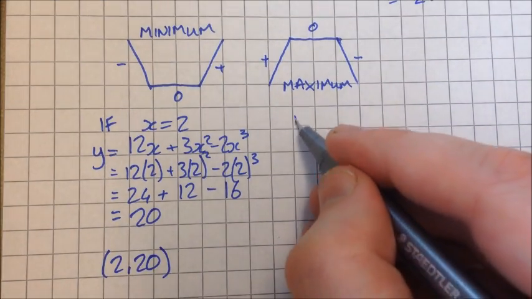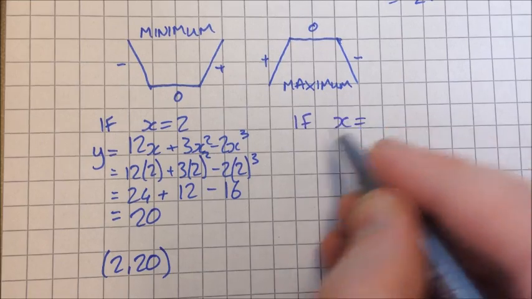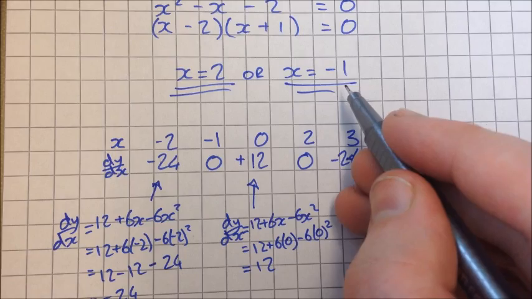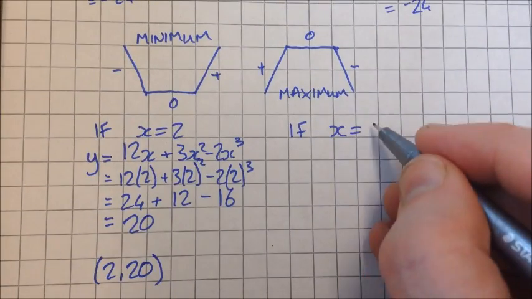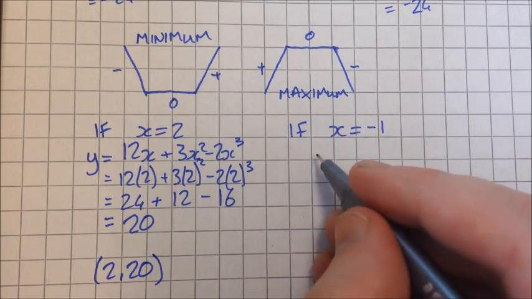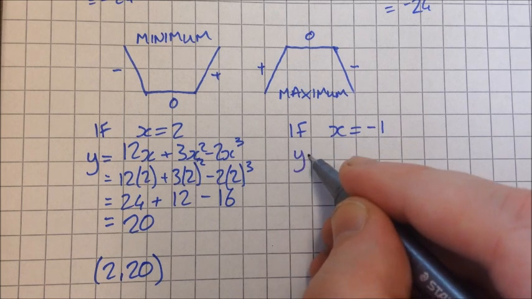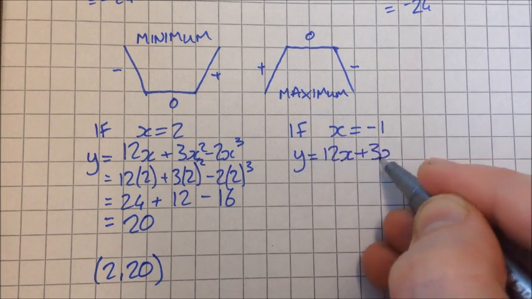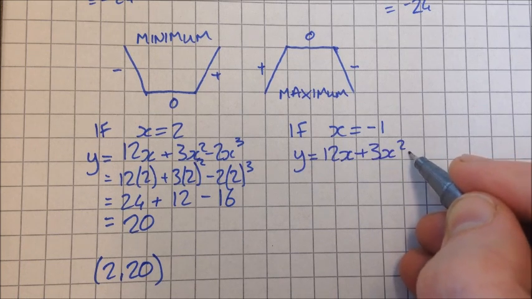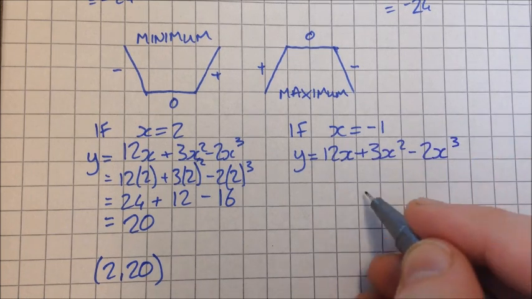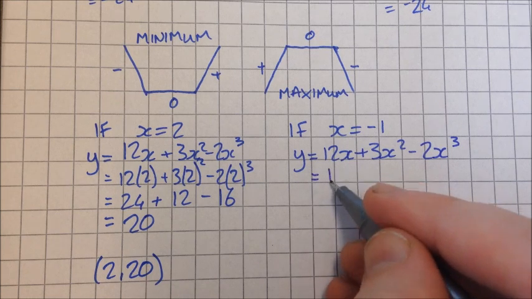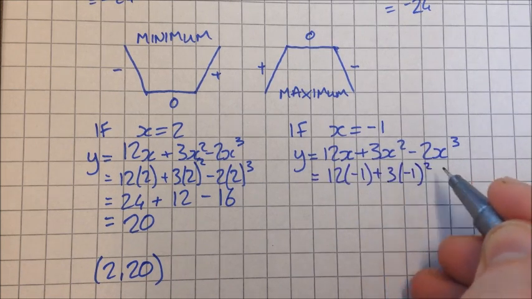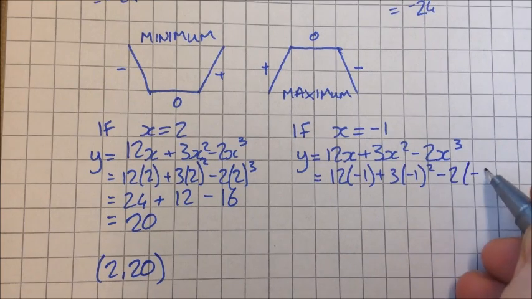For this one, if x equals, now we had 2 as a value from up here, so x is negative 1 now. So y equals 12x plus 3x squared, take away 2x cubed, equals 12 lots of negative 1 plus 3 lots of negative 1 squared, take away 2 lots of negative 1 cubed.